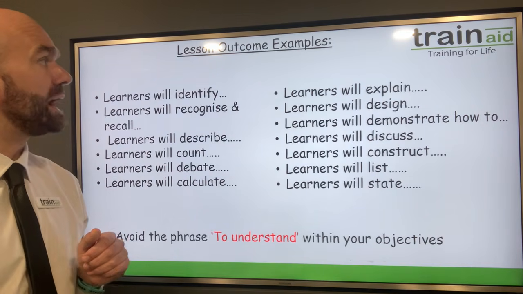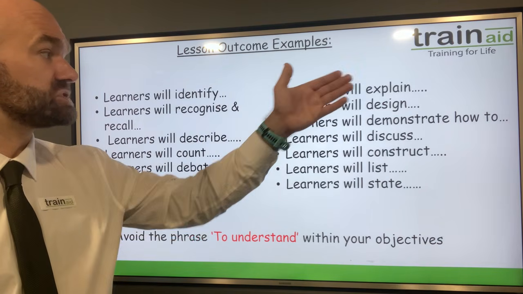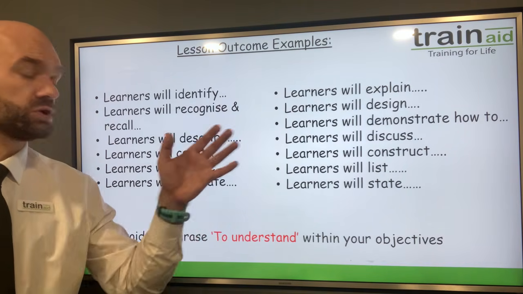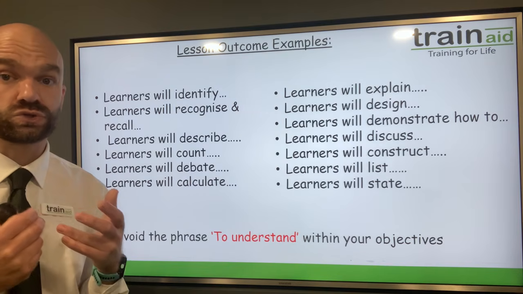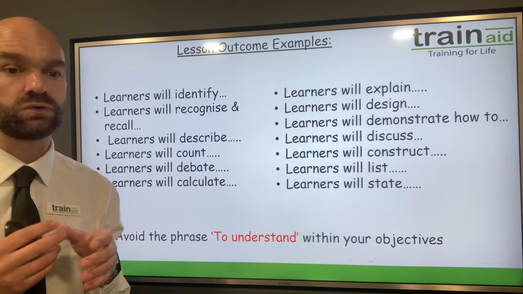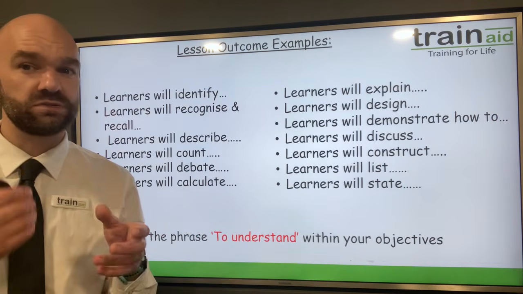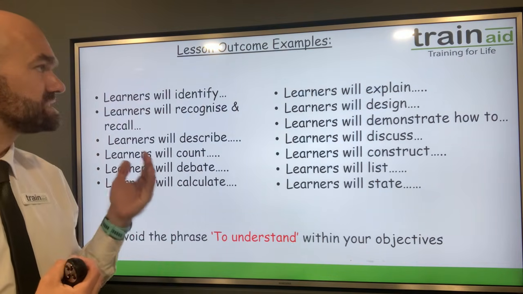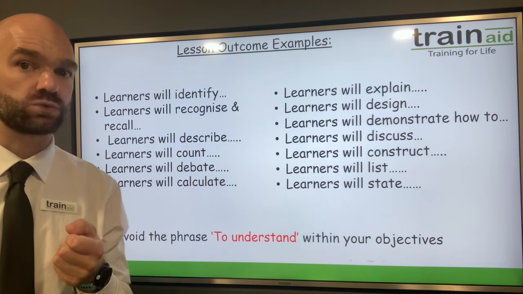On your outcome or objectives, you could perhaps select key words such as learners will explain, learners will design, learners will discuss, learners will list, learners will state. Here we just have a few key lesson outcome examples which you could select. Think about things which your learners will cover during your microteach lesson. Try to avoid the phrase to understand within your objectives. That's quite a passive word. Learners aren't really active and involved here. So do try to select 2 lesson outcomes which are going to be quite action focused as well.